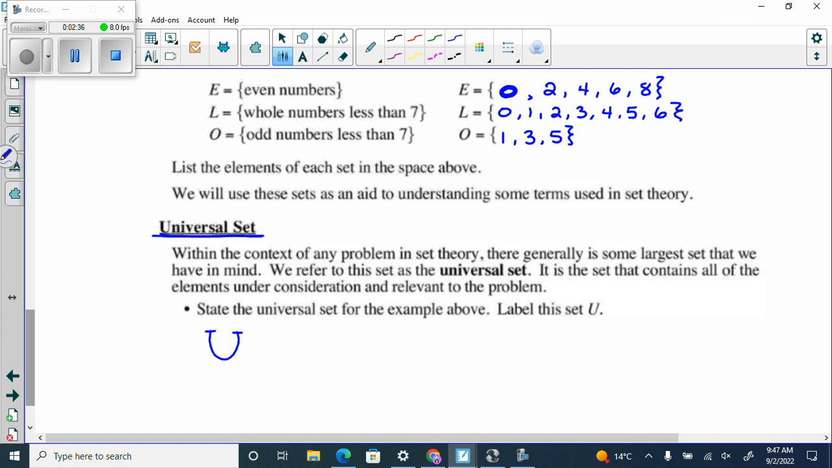Make sure no phones are out. Remember, I said if you work really hard in class and you don't have your phones out, you don't get homework. It's a win-win. So universal set is like the horseshoe.